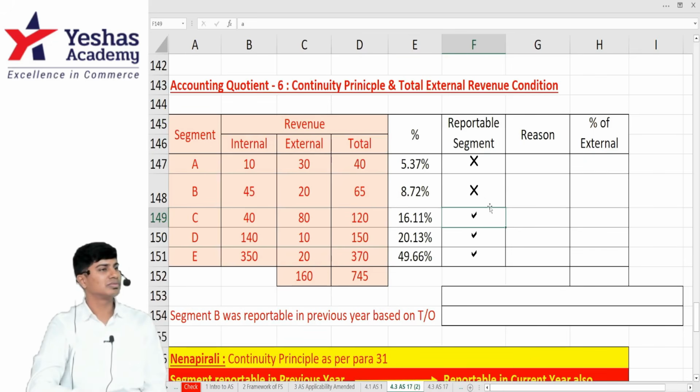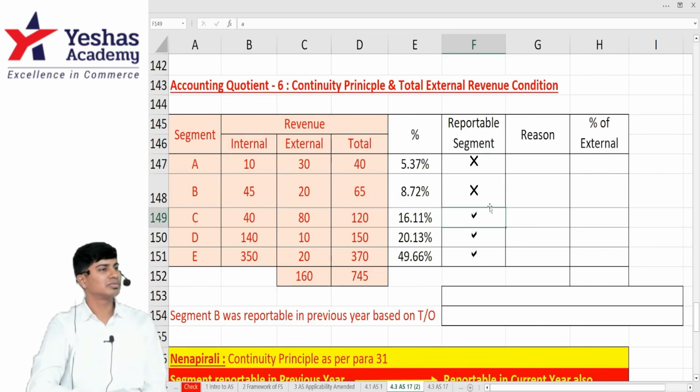Nobody? Welcome back to the theory part. So far, what have we understood? We've understood business segment. We've understood geographical segment. We've understood when it is reportable. I taught you the 75% criteria. I taught you the continuity principle. Next, we have single reportable segment.